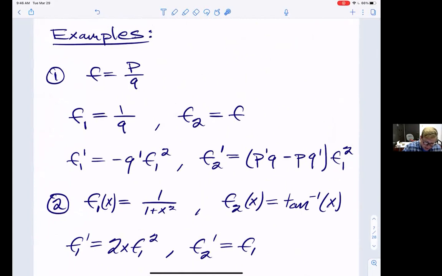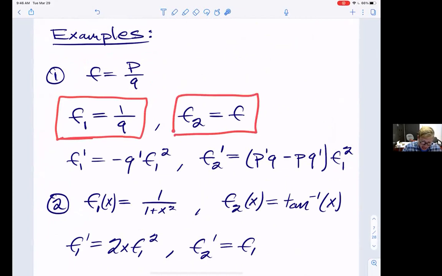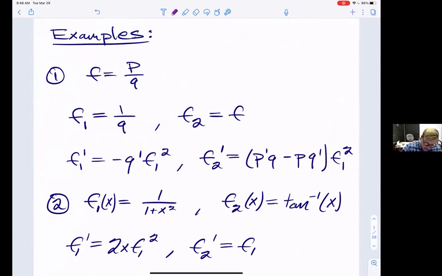The first example I want to give is where f is a rational function, p over q, where p and q are polynomials with real coefficients. Here, if I take f1 to be 1 over q and f2 to be f, then f1, f2 is a Pfaffian chain. To see that, you have to take the derivatives of those elements.